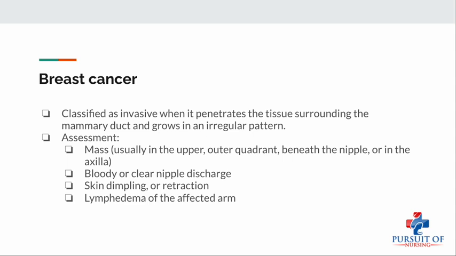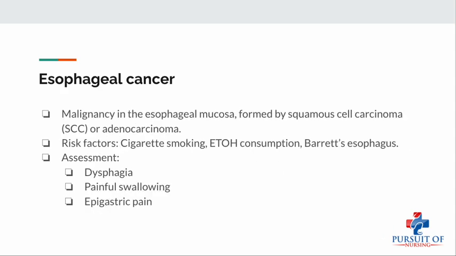So, interventions for breast cancer: a lumpectomy can be performed where the tumor is removed. You can have a simple mastectomy where the breast tissue and the nipple are removed, or you can have a radical mastectomy where the breast tissue, nipple, and lymph nodes are removed. Now, very important to know that after a mastectomy, there are to be no IVs, injections, or blood pressures performed on the side of the mastectomy. You do this in order to prevent any development of lymphadenopathy.